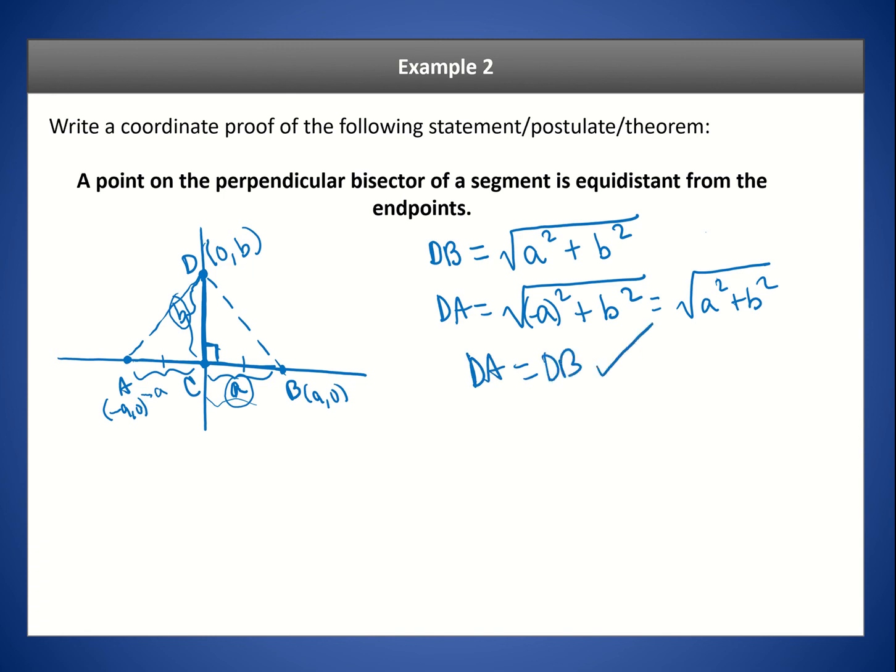And that's true. Which means a point on the perpendicular bisector, this is the perpendicular bisector DC, a point D right here, is equidistant, the same distance, from the endpoints of the line segment. So the endpoints are A and B. So we just proved that this is correct.